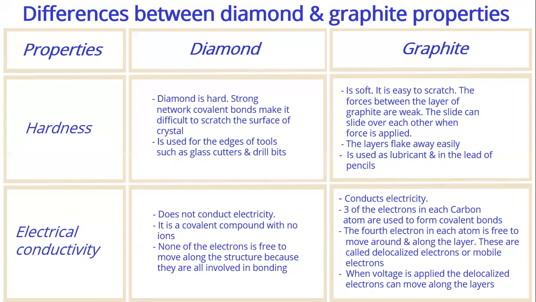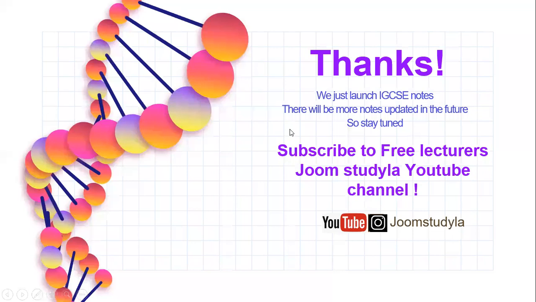And in terms of electrical conductivity, graphite conducts electricity. Three of the electrons in each carbon atom are used to form covalent bonds, and the fourth electron in each atom is free to move around and along the layer. These are called delocalized electrons or mobile electrons. When voltage is applied, the delocalized electrons can move along the layers.